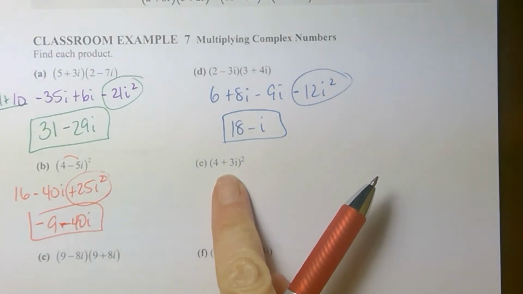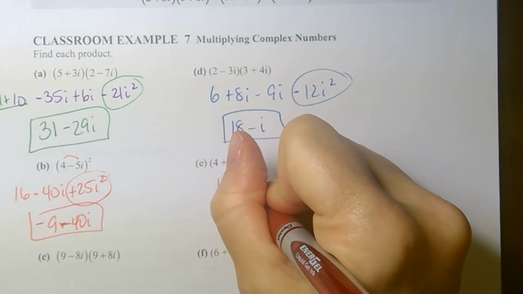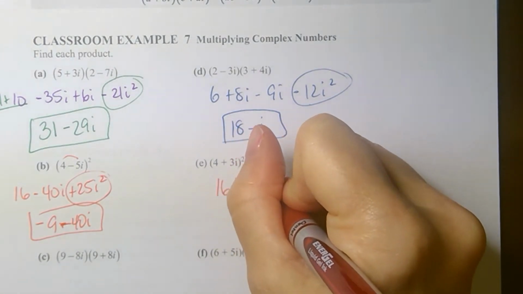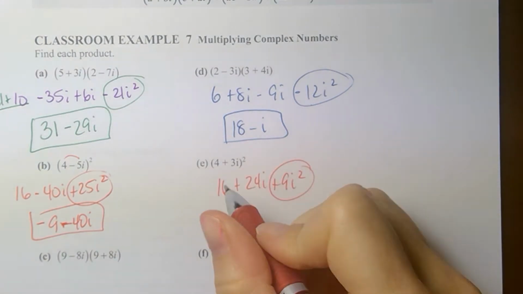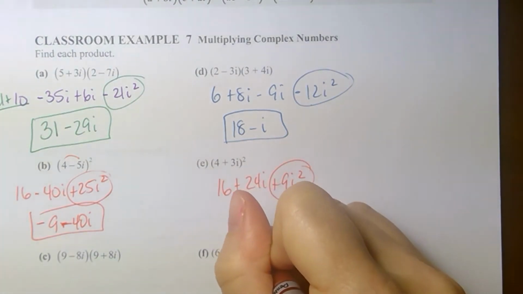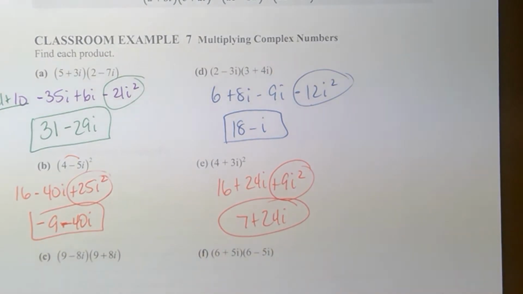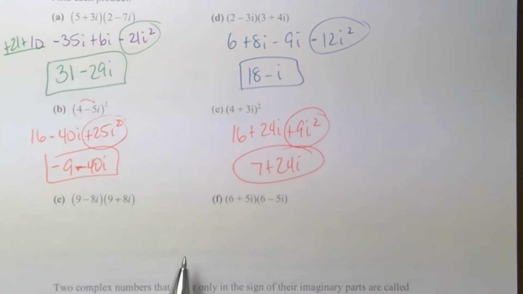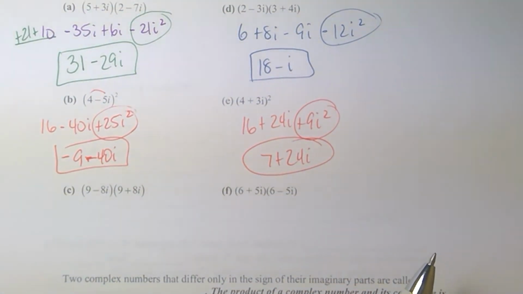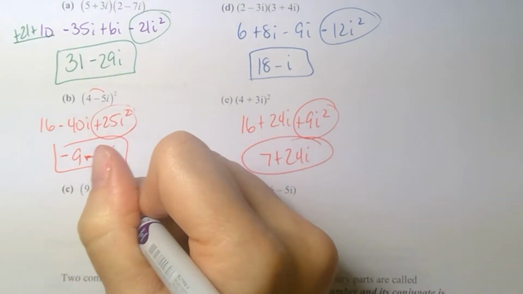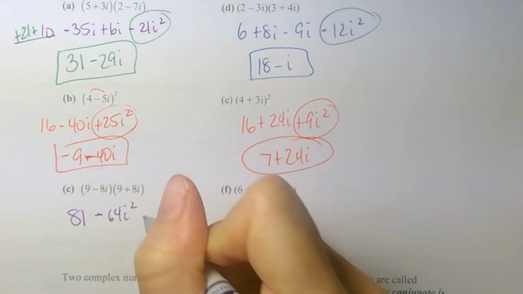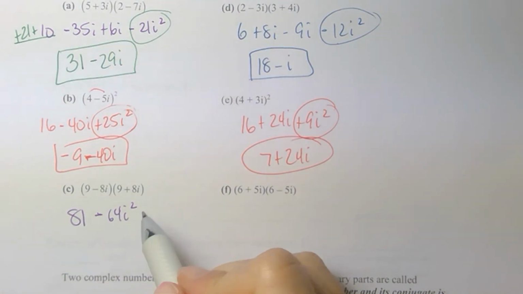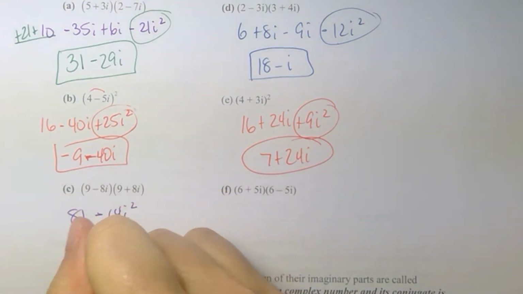Over here, I'm squaring a binomial again. 16 plus 12i times 2 is 24i plus 9i squared, and that changes sign. So 16 minus 9 is 7 plus 24i. And then we move down here to when I'm doing the conjugate pairs. This is where the outside and inside products add to 0. So 9 times 9 is 81, and then minus 64i squared, which changes sign and becomes plus 64, so that I have 145.